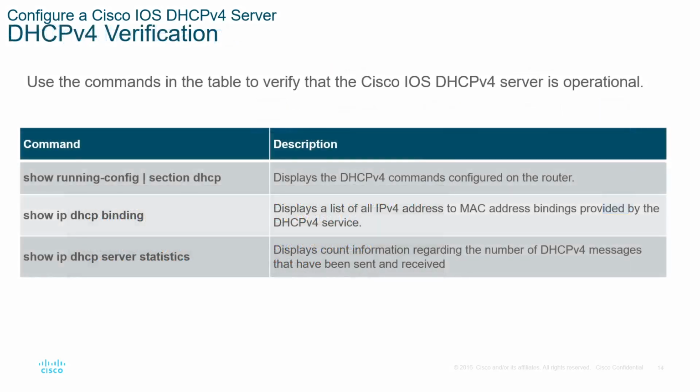Now, a few more commands that are available to us as well to verify the configuration of the server. We can do a show running config and specify we're interested in the DHCP section. We can also issue the command show IP DHCP binding to display all the IPv4 address to MAC address bindings provided by the server. The show IP DHCP server statistics to just basically display count information regarding the number of DHCPv4 messages that have been sent and received.